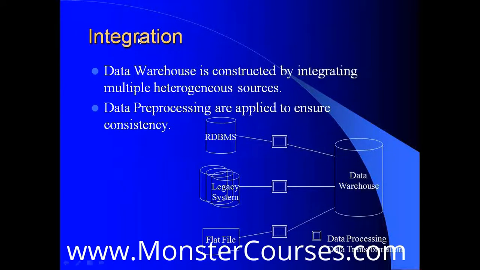Okay. So again, integration. A data warehouse is constructed by integrating multiple heterogeneous sources. So we have an RDBMS, legacy systems, flat files like Excel and Notepad files. Again, the databases can be different databases: DB2, Oracle, SQL Server, Netezza. There are multiple databases, right? So these can all be integrated and they will load the data into the data warehouse.